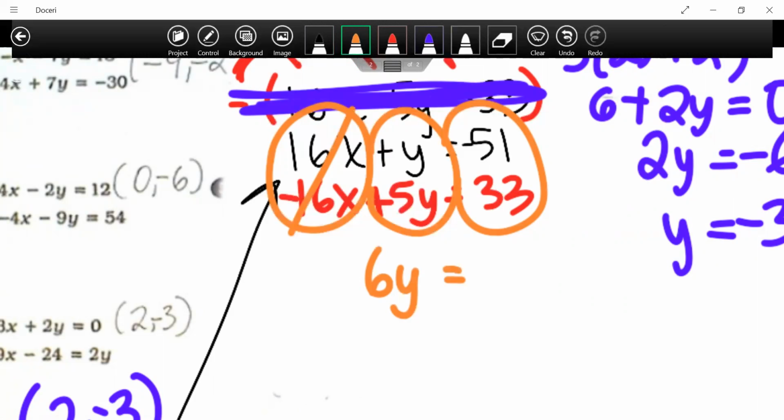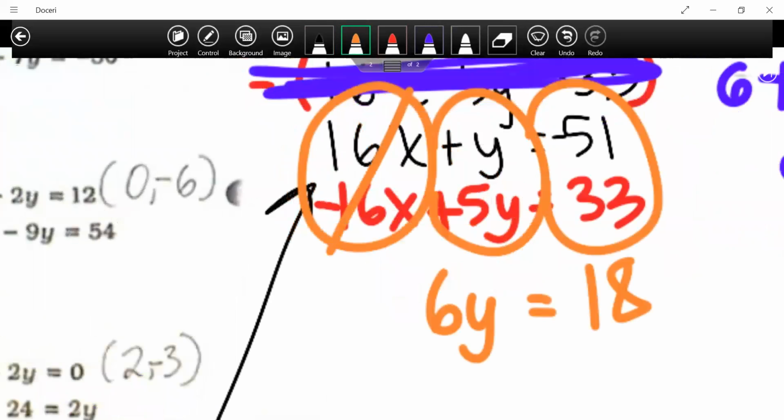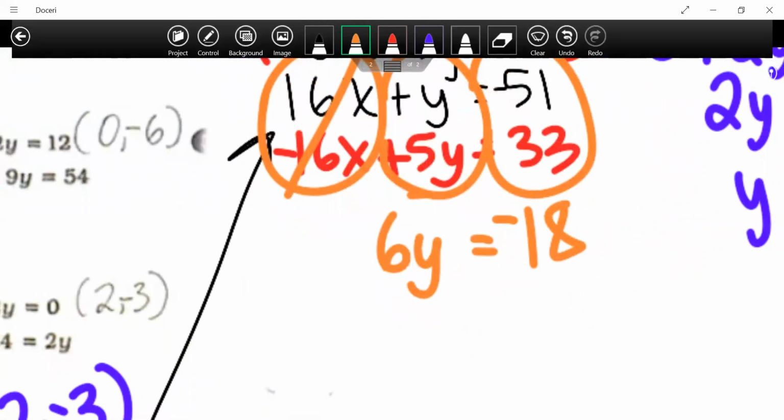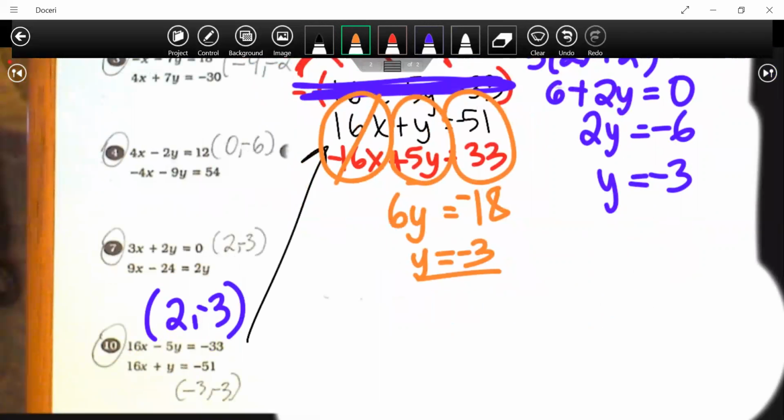Someone? What did we get? 51 and 33? Subtract them. Subtract them. 21. Anyone still in? Negative 18, right? Y is going to be equal to negative 3. So because we have that, we want to be able to plug it back in.